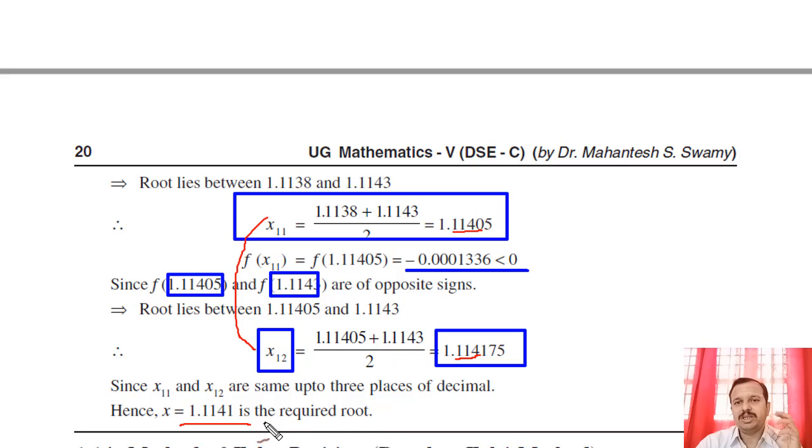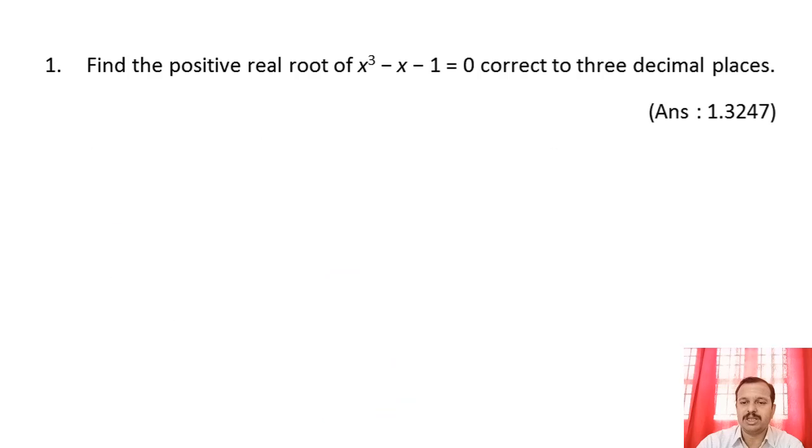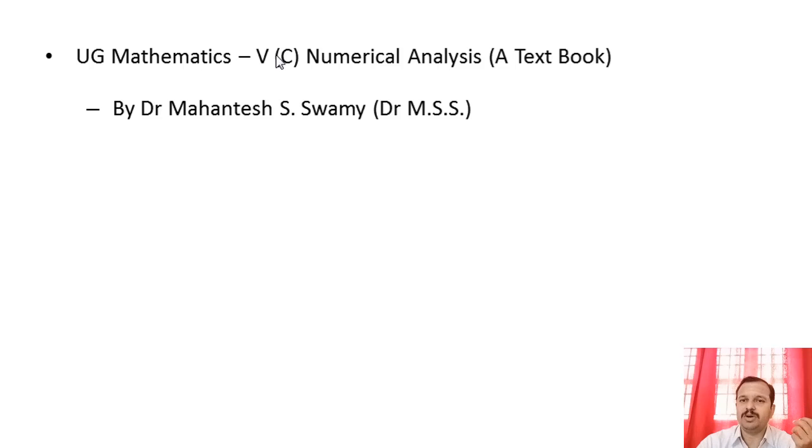So this is how the bisection method proceeds, and I hope you understood very well how to solve examples on the bisection method. With this, let me conclude, and I request you to solve this problem correct to 3 decimal places. The answer is going to be this. This is an assignment for you. Please try to solve it from this book, and there are many more examples. Please refer to this book and try to solve more and more examples. With this, let me stop. Thank you very much.